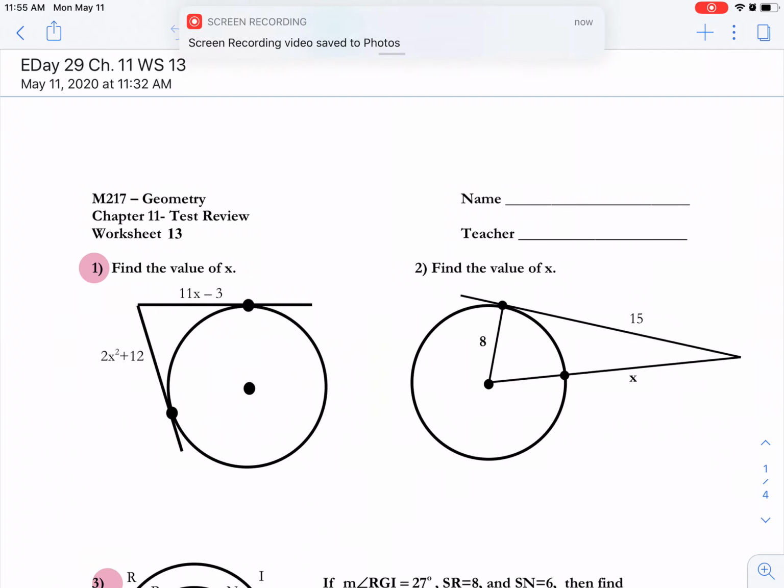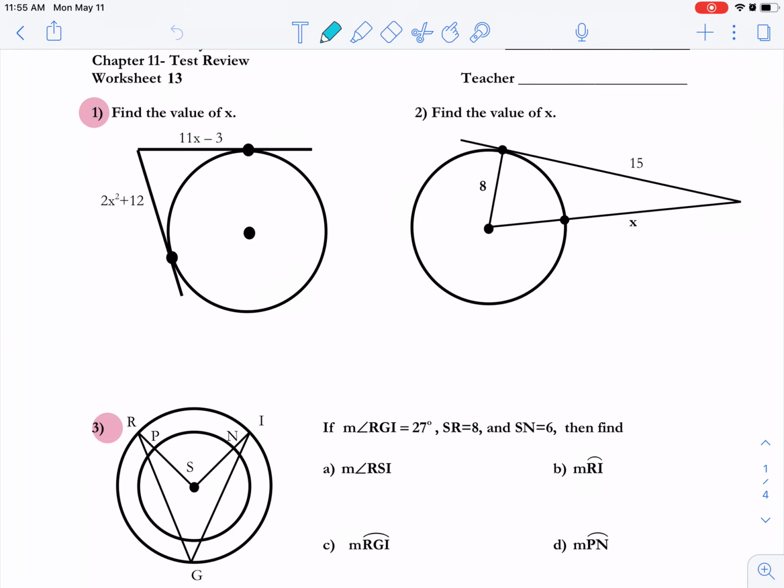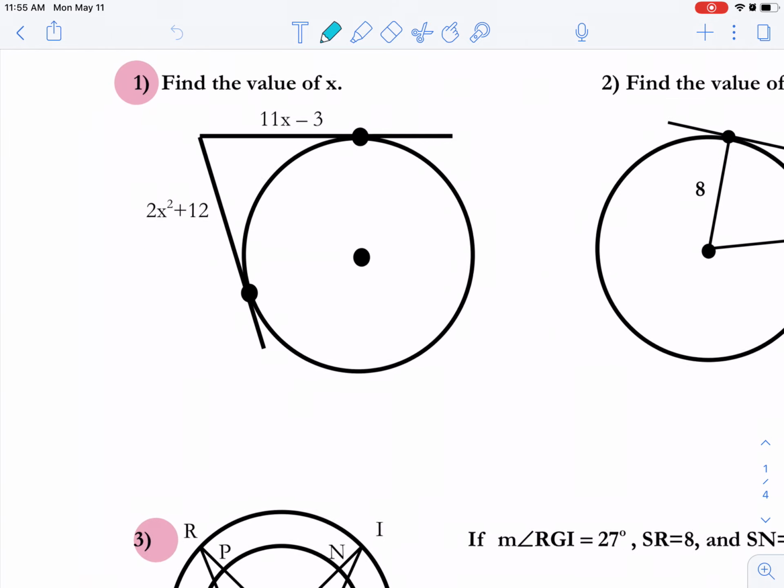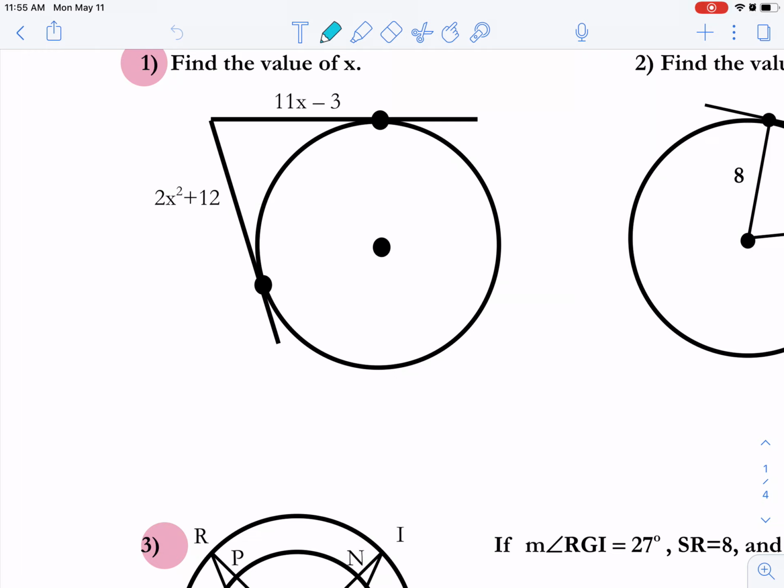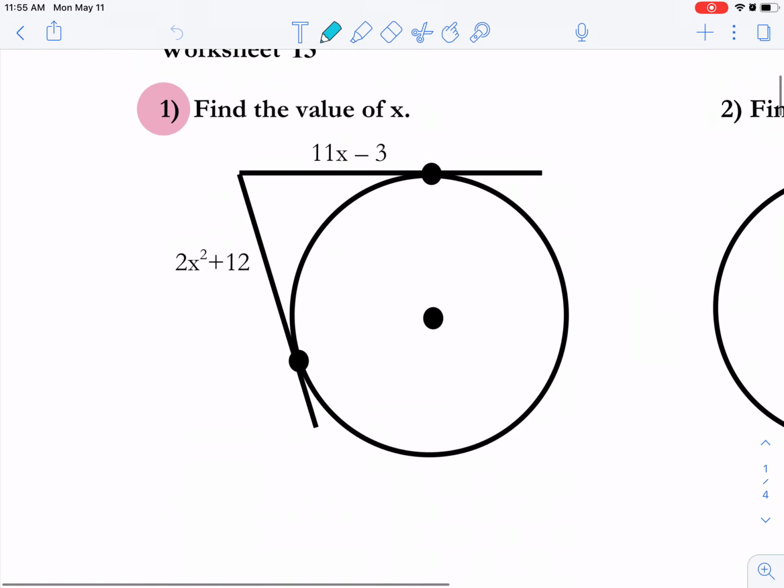All right, so for worksheet 13, I wanted to do a couple of them together just to point out a couple main ideas and details and stuff that you should be aware of. So let's start with number 1. Just looking at as far as like the theorems go, this should be pretty straightforward.